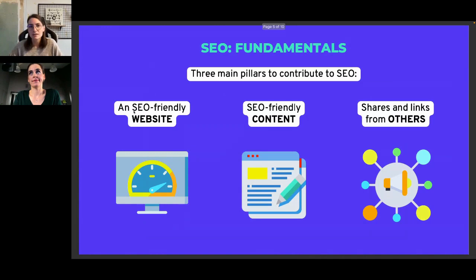So what makes up that SEO score? It's a mix of a lot of factors that we can categorize into three main pillars. The first one would be an SEO-friendly website, something that's easy to look at, to navigate, that provides an enjoyable experience. Same thing for SEO-friendly content that's easy to read, nice to look at, like not a huge block of just paragraphs and paragraphs with not any images. You want something that breathes, that's enjoyable to read. And then the third main pillar is shares and links from others.